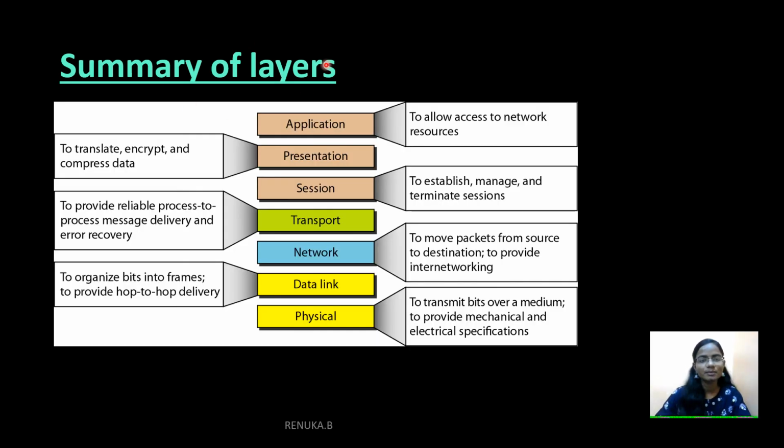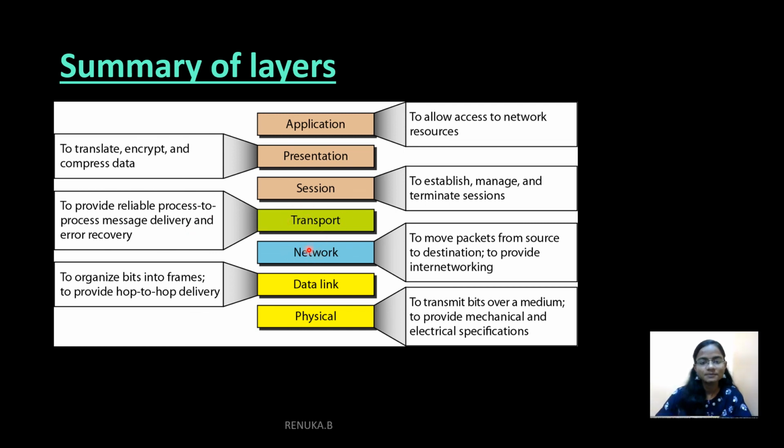This is the quick summary of the layers which we saw before. The seventh layer, the application layer, is used to allow access to internet resources. Then the sixth layer, the presentation layer, is used to translate, encrypt, and compress the data, and it sends the data to the session layer. The session layer, in turn, will establish, manage, and terminate the sessions with the transport layer. The transport layer will provide reliable process-to-process message delivery.